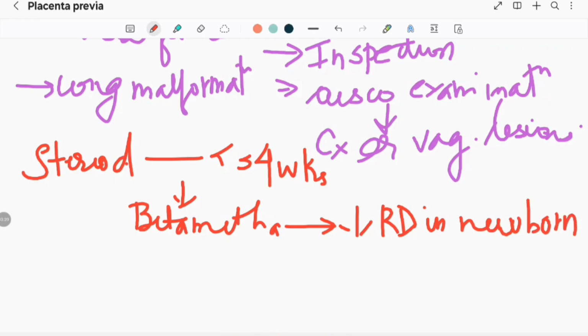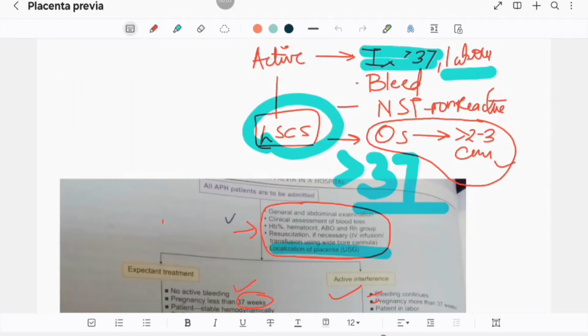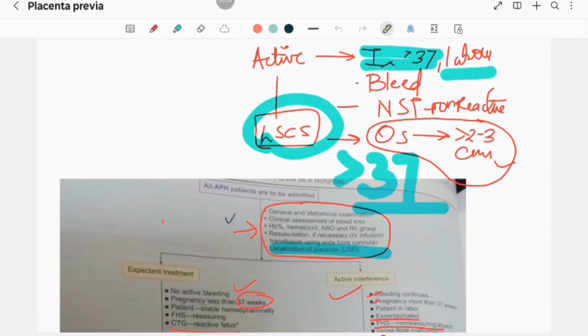So we have seen the expectant management. Now, active management of placenta previa. Active management should only be done if the fetus is more than 37 weeks and in labor, or the patient is bleeding. Then in active management, a lower segment cesarean section is usually done if the placenta is more than 2 to 3 centimeter from the internal os.